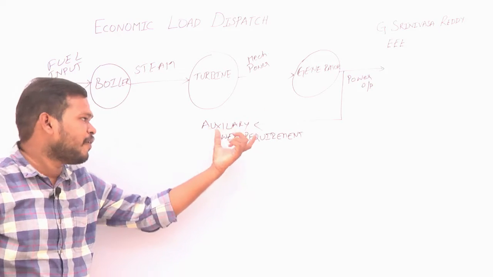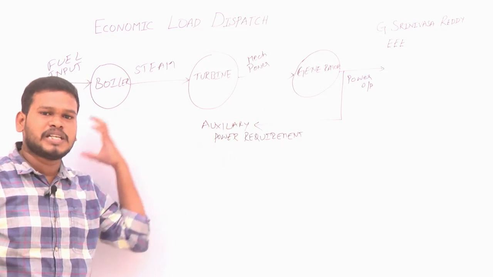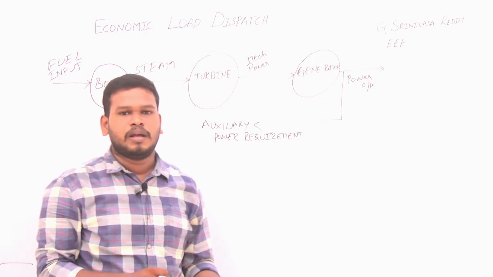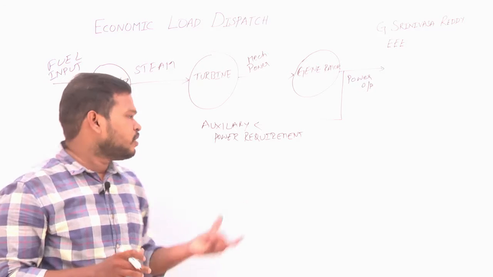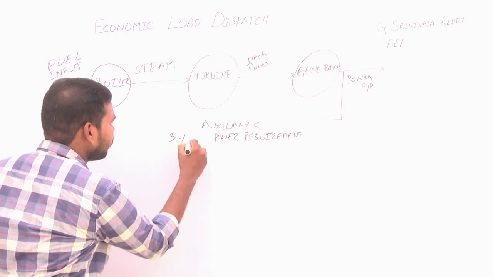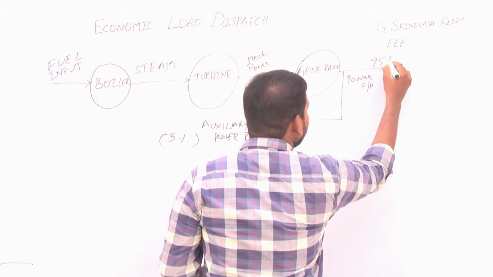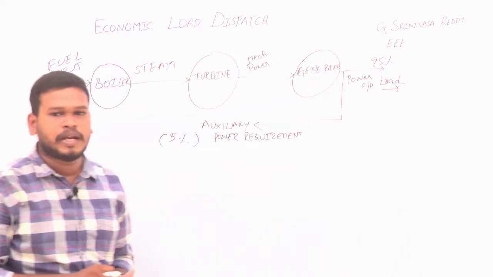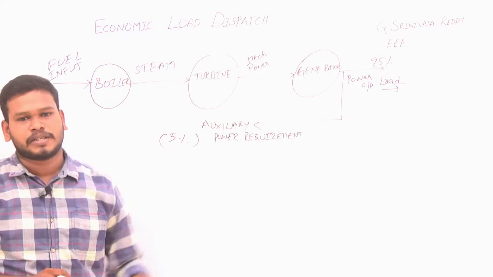So some part of power is used by the different equipments in the power station itself. It might be boiler, feed pump, some condensers, there might be some power requirement for electrostatic precipitator. So it might be around the percentage of some 5%. So remaining 95% will be given to the load, right? So this is the general layout of a thermal power station.